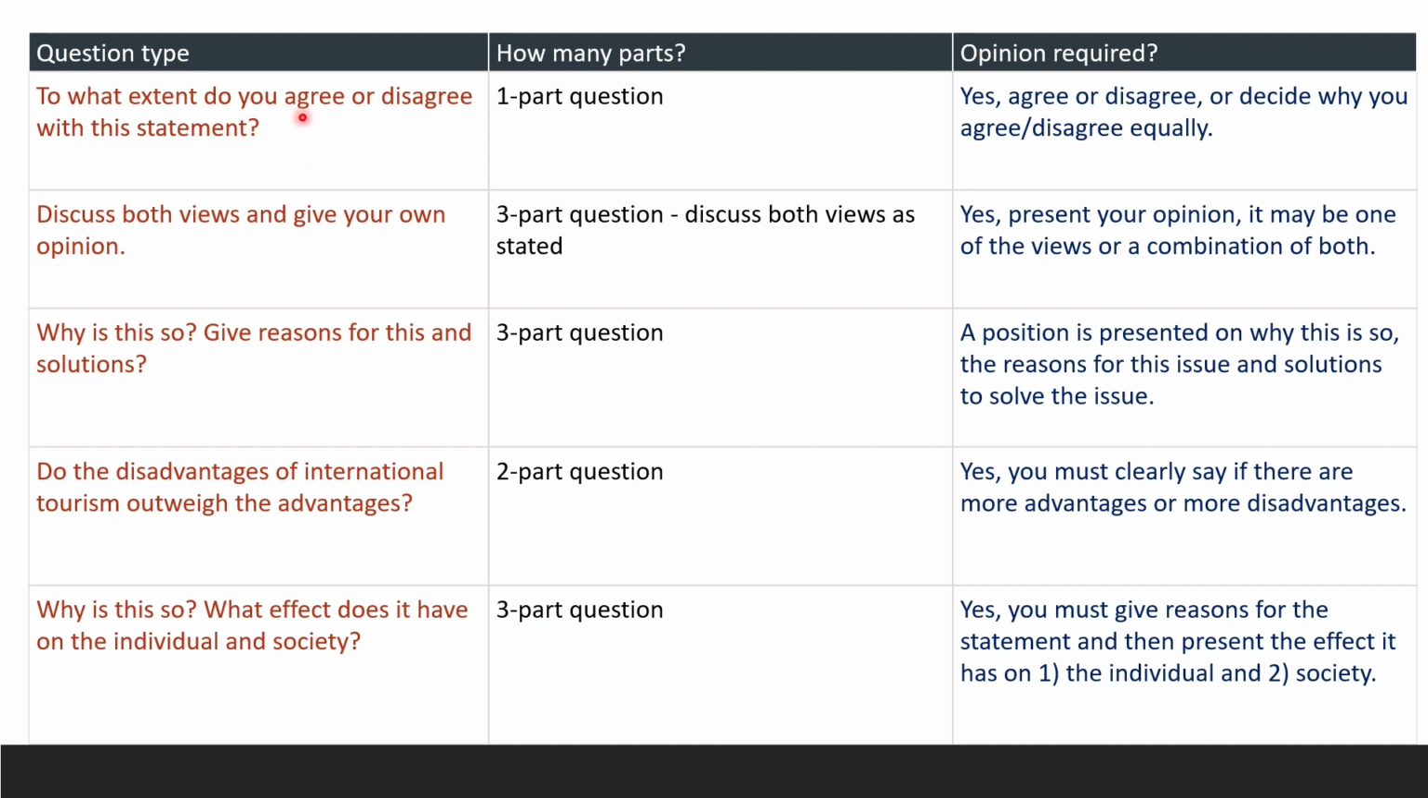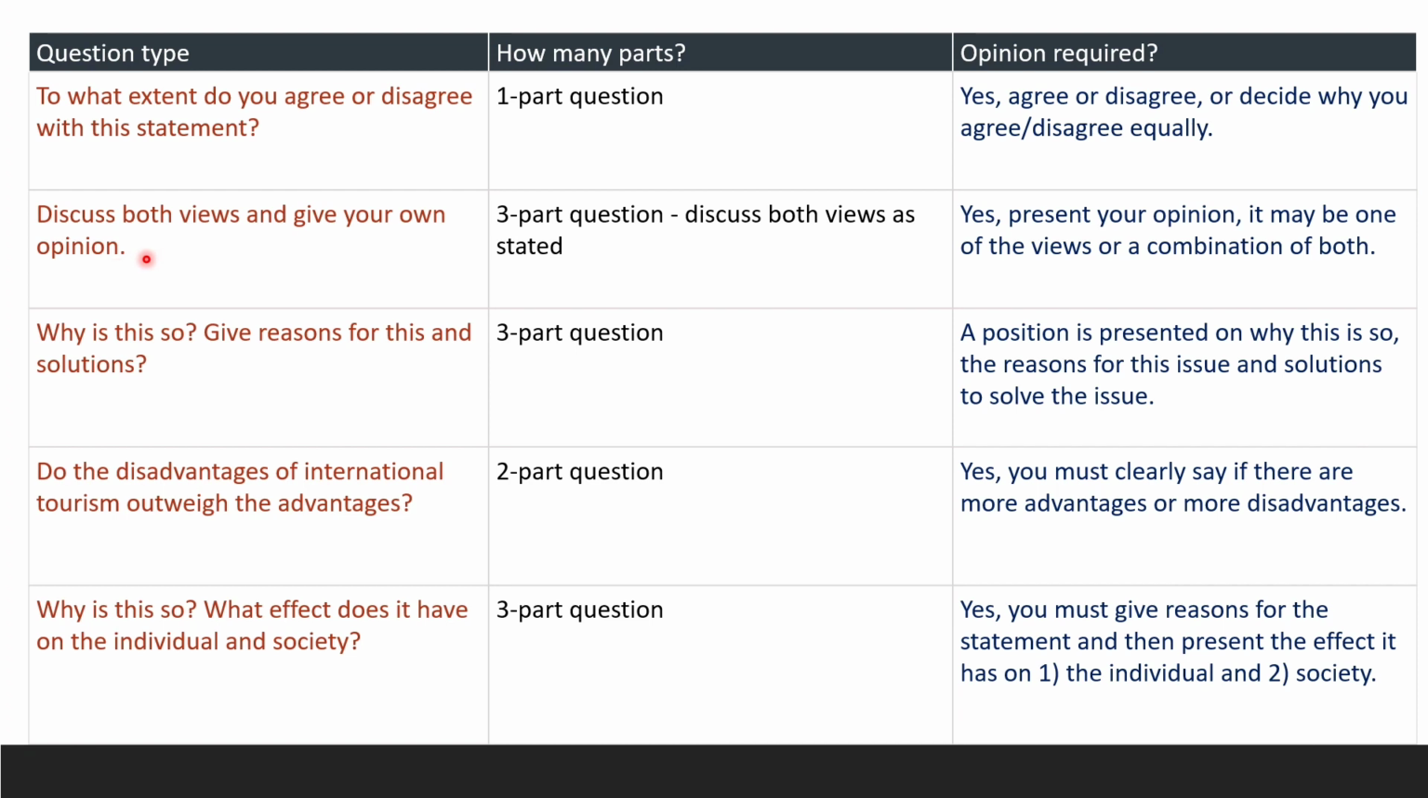So, to what extent do you agree or disagree with this statement? If this kind of essay comes, this is a one part question. One part question means, firstly, what kind of opinion is required? Yes, agree or disagree. Whether you agree to the statement or you disagree to the statement. Or decide why you agree or disagree equally. So if you say that I agree as well as disagree, then equally you need to decide on the points that why you agree with this thing and why you disagree with this thing.